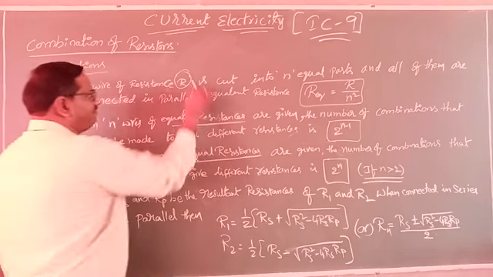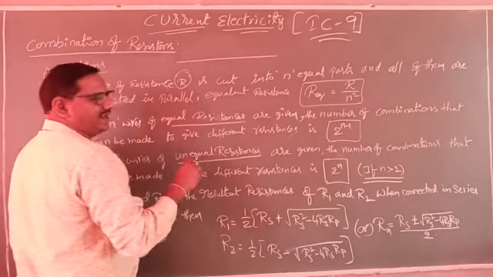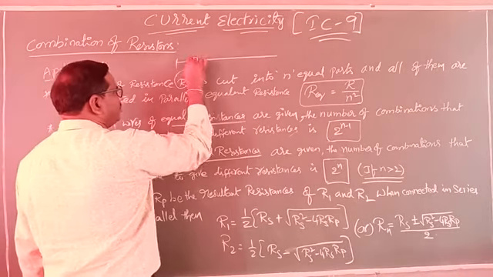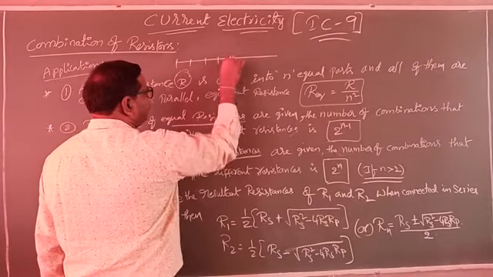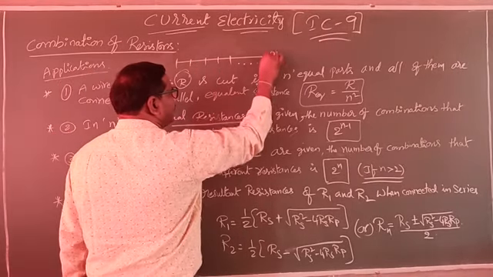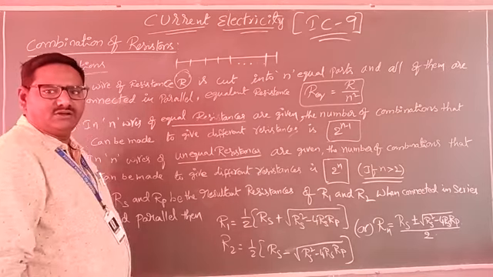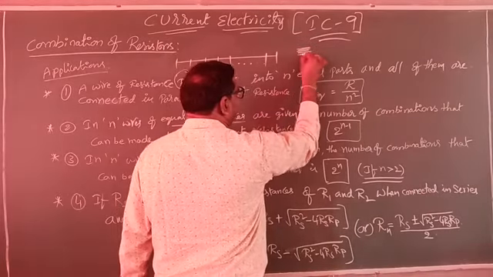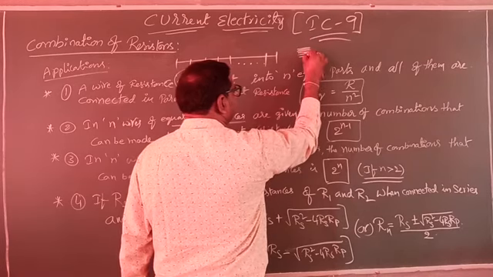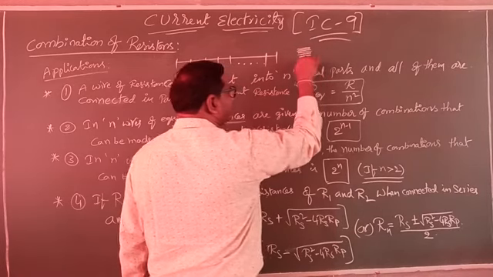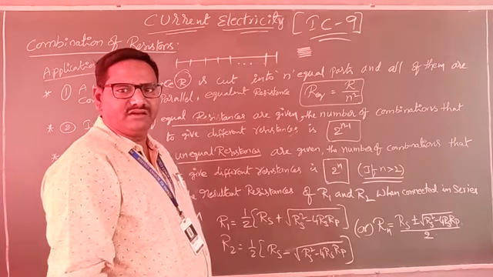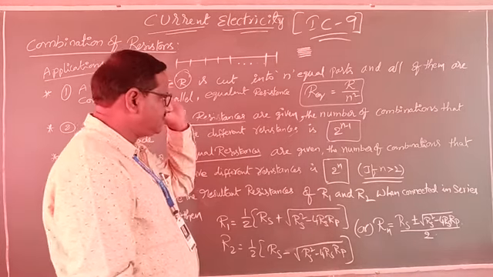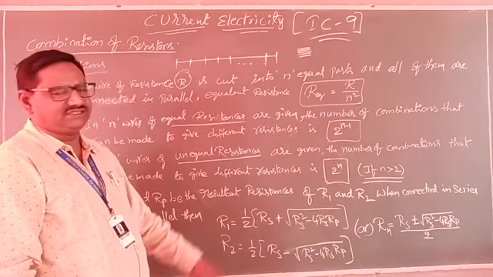Now that wire will be cut into n equal parts, for example 1, 2, 3, 4, and so on up to n equal parts. Each and every length of the wire I will arrange in parallel like this. Then what is the effective resistance, the equivalent resistance?